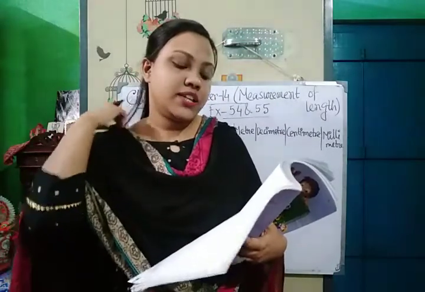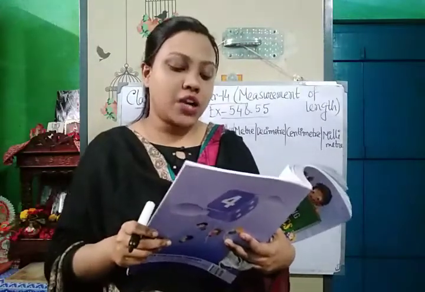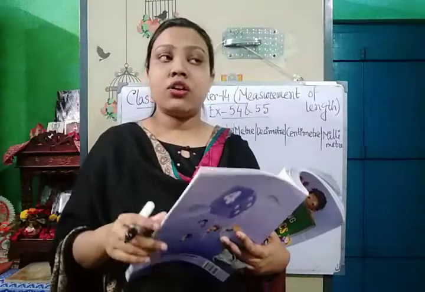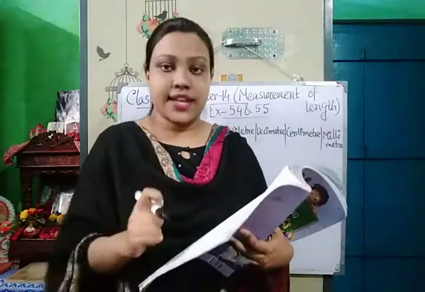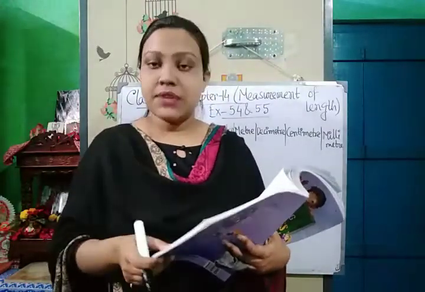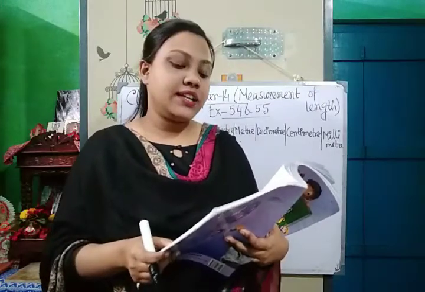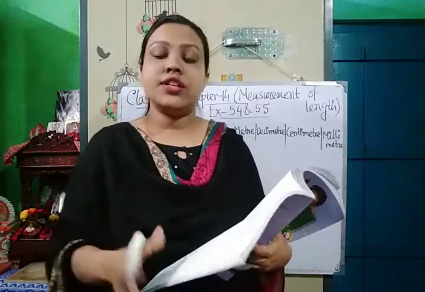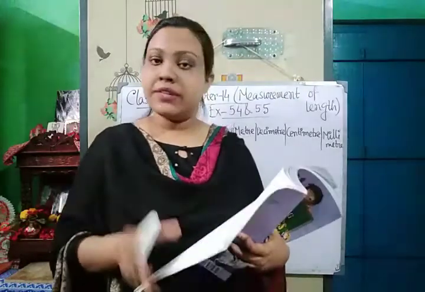Next is the speed of a car is 60 meter per hour. We generally use the unit kilometer per hour, or we can also use meter per second to denote the speed of a car, but here it is written meter per hour, so it's not necessary to change, but usually we use kilometer per hour or meter per second.